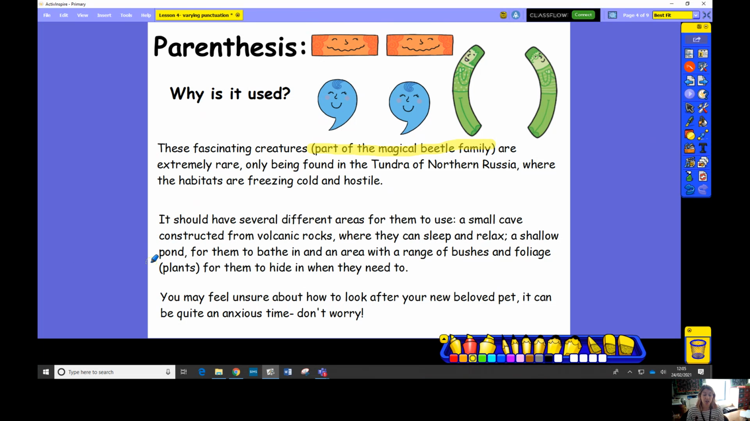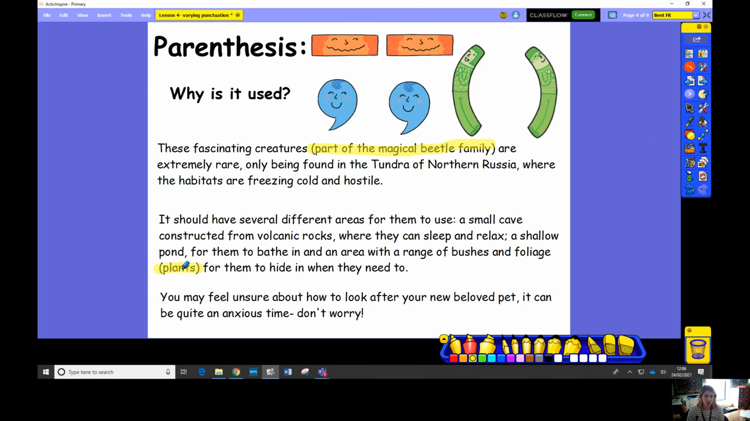This has got lots, but we're just going to focus on the parentheses for now. It should have several different areas for them to use. A small cave constructed from volcanic rocks where they can sleep and relax, a shallow pond for them to bathe in, and an area with a range of bushes and foliage, plants for them to hide in when they need to. So this one is plants. Plants is the issue here, is the parenthesis here.